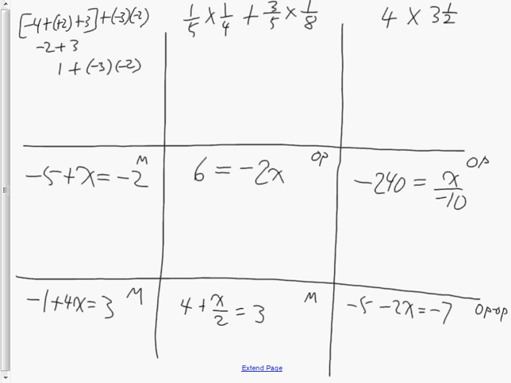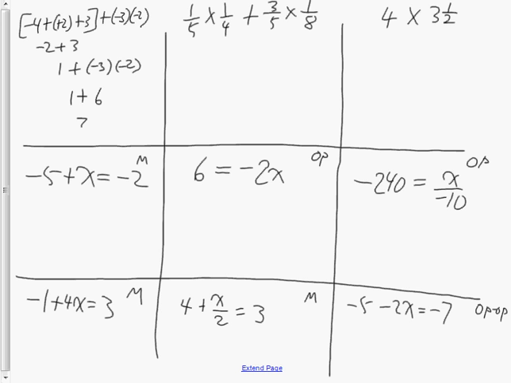So 1 plus -3 times -2. I'm going to do my multiplication first, and negative times a negative is a positive. 3 times 2 is 6. So -3 times -2 is a +6, or just 6. So therefore, the solution to that integer question is just +7, or 7.